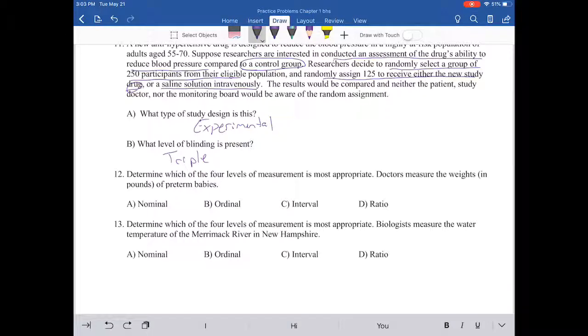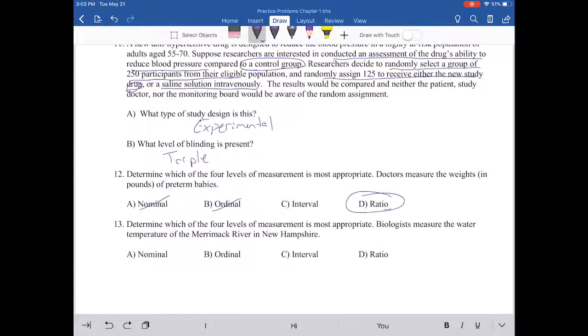Part 12, determine which of the 4 levels of measurement is most appropriate. So here we're having doctors measure the weights of preterm babies. So here we have weights. So it's not a category. Weights are in a particular order, but the difference between them is meaningful, so it's not ordinal. It's either interval or ratio, and we know that weights actually have a true value of 0. So if we think of true value 0 and O for ratio, it is part D.